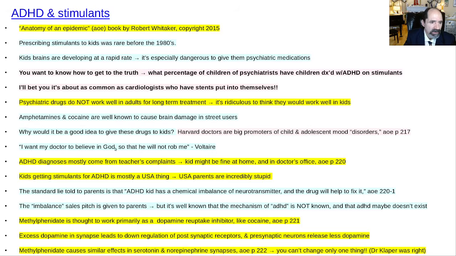ADHD diagnoses usually come from the teacher's complaints. A lot of times these kids are fine at home. They're kind of fine in the doctor's office. They're just labeled bad by a teacher, and then their parents go along. And this happens by far. There are more stimulants prescribed in the United States, at least there were a couple years ago, than in all the rest of the world by far.